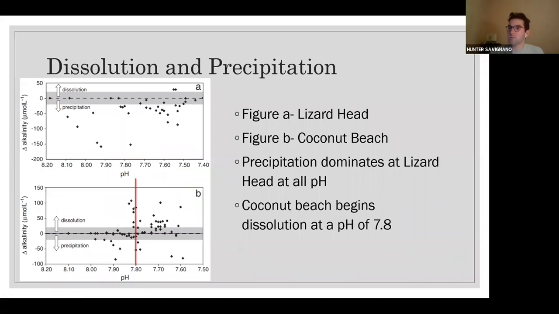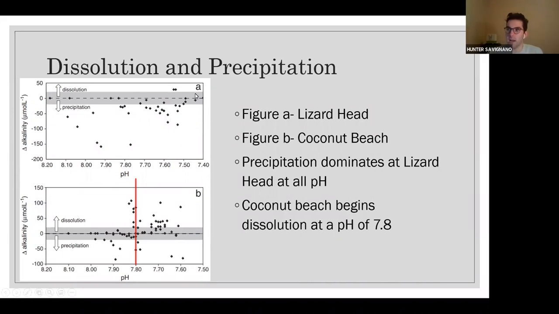So these 2 figures are showing, figure A is showing Lizard Head, while figure B is showing Coconut Beach. The pH is on the x-axis, while alkalinity is on the y-axis. And the important thing to note about the y-axis is when it is above 0, dissolution of the calcites is occurring, while anything below is the precipitation of those calcites.